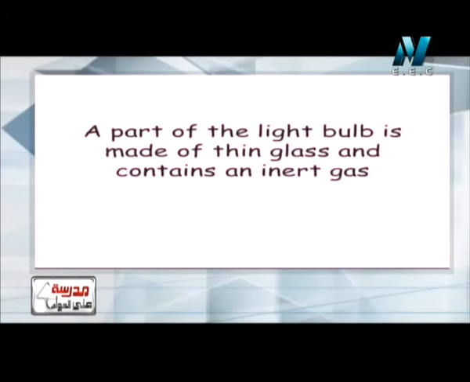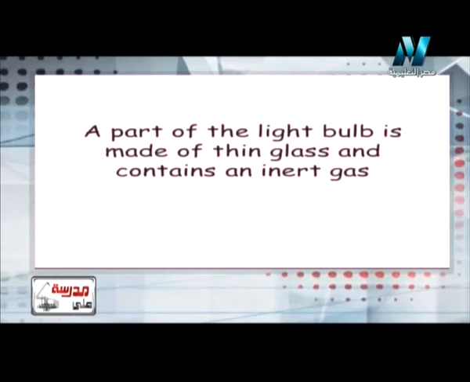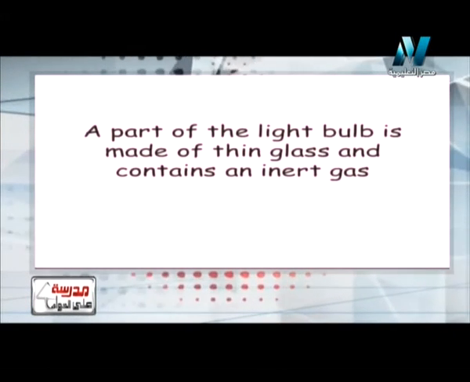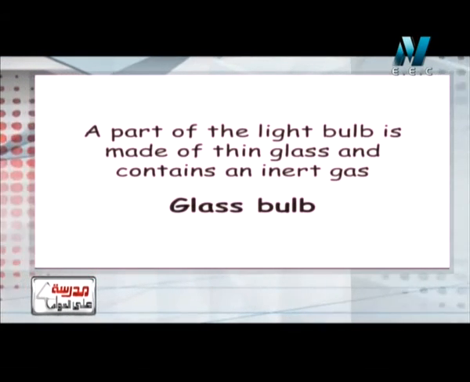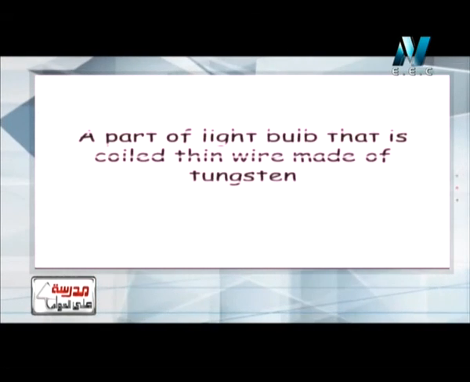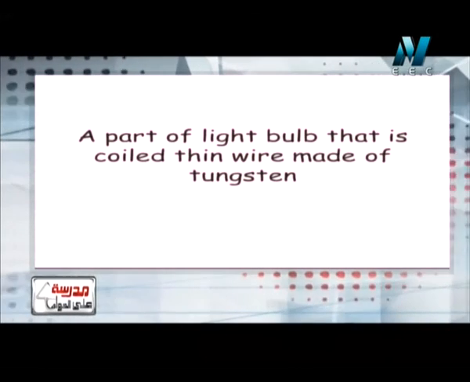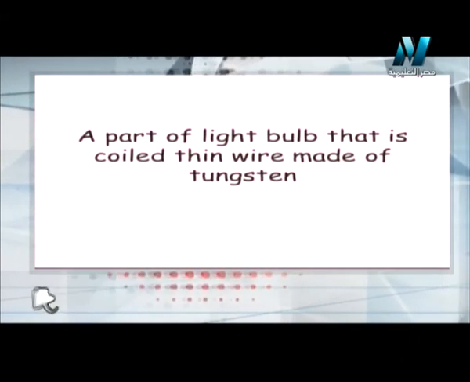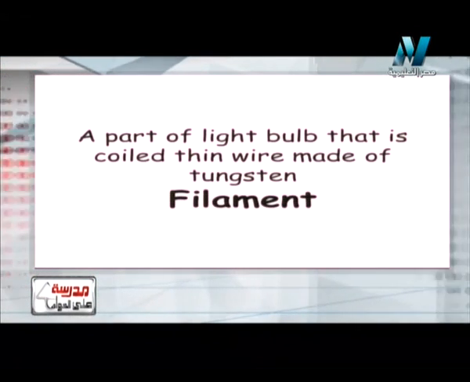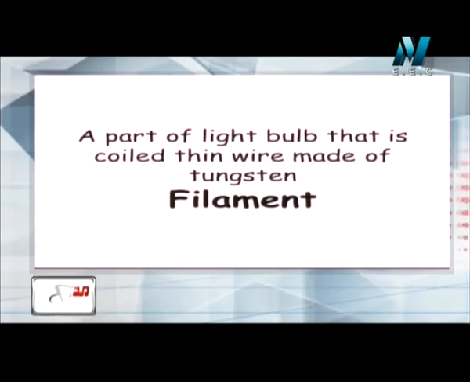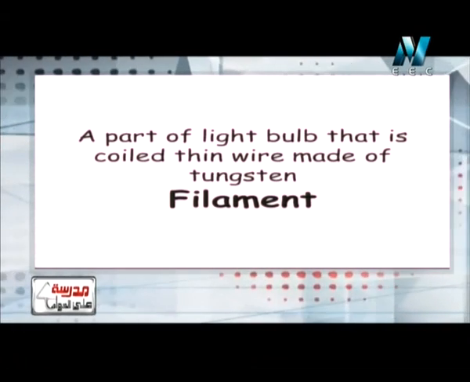Another question. A part of the light bulb that is made of thin glass and contains an inert gas will be the glass bulb. A part of the light bulb that is a coiled thin wire made of tungsten: surely it will be the filament. The filament emits light only when it's connected to electricity.